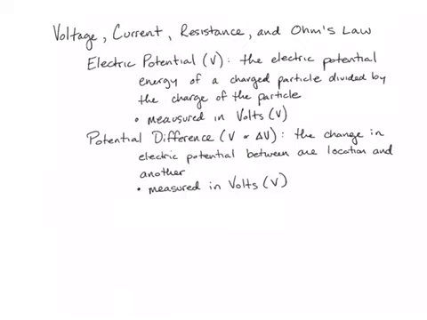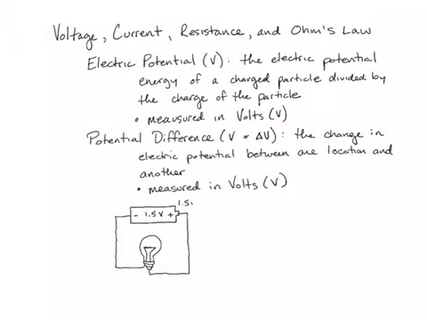So let's take a look at an example with a common battery like a AA battery and a light bulb. Alright, so we would say that this battery provides a potential difference of 1.5 volts. And the reason for that is that the electric potential at the positive terminal, called the cathode, is 1.5 volts. And at the negative terminal, the anode, we have an electric potential of 0 volts. So the potential difference from the cathode to the anode is 1.5 volts.